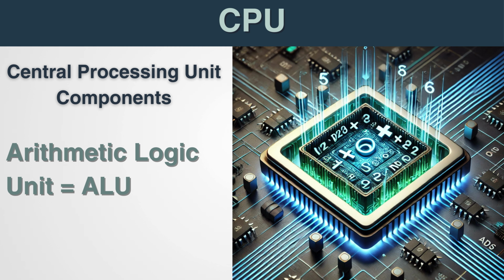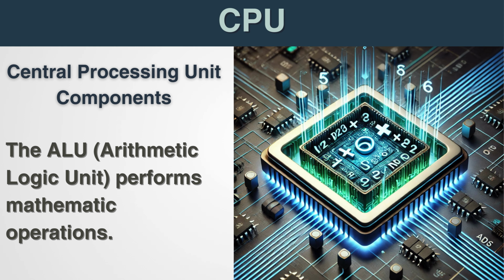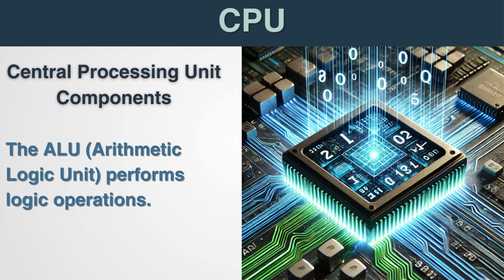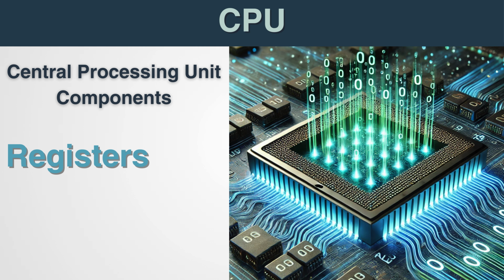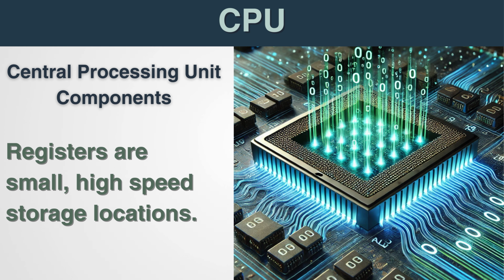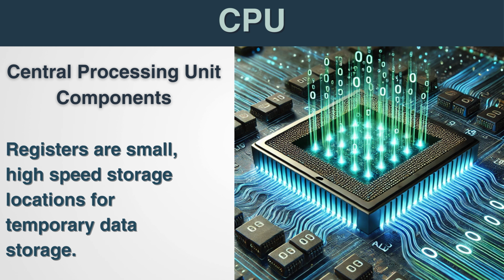Next, the ALU, Arithmetic Logic Unit, performs mathematical operations like addition and subtraction, and logical operations like comparisons of greater than or equal to. If a program calculates 2 plus 3, the ALU performs the calculation. Registers are another key component of a CPU. These are small, high-speed storage locations inside the CPU used to temporarily hold data, instructions, or addresses during execution. A register might hold the result of a calculation before storing it in memory.